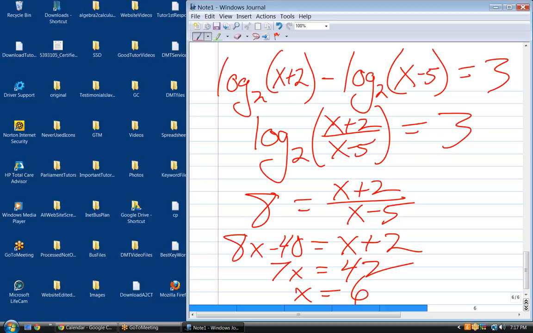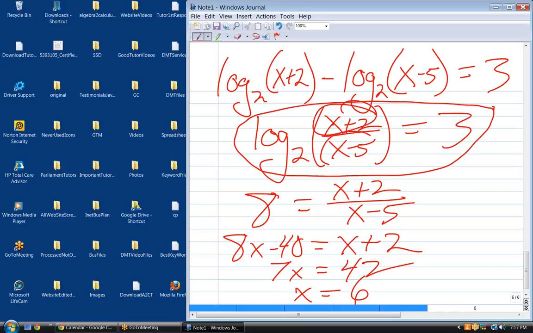But the thing I cannot stress the most is the fact that you cannot use this to check your domain. It's not x plus 2 divided by x minus 5 that has to be positive. They both have to be positive. Notice that if that were negative and that were negative, this quotient would be positive, and it looks like it would pass the domain test, but it doesn't.